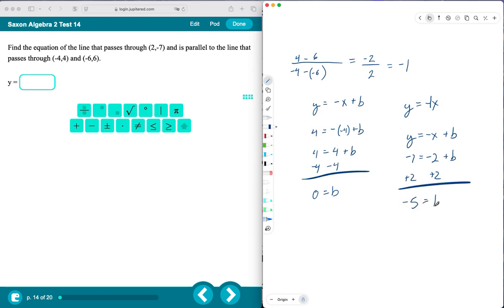Negative 5 is the value of b. So in this line, I have y is equal to negative x minus 5, because that's the value of b, and that's what we substituted in here. So that's going to be what you type in. You would just type in negative x minus 5 should be correct.